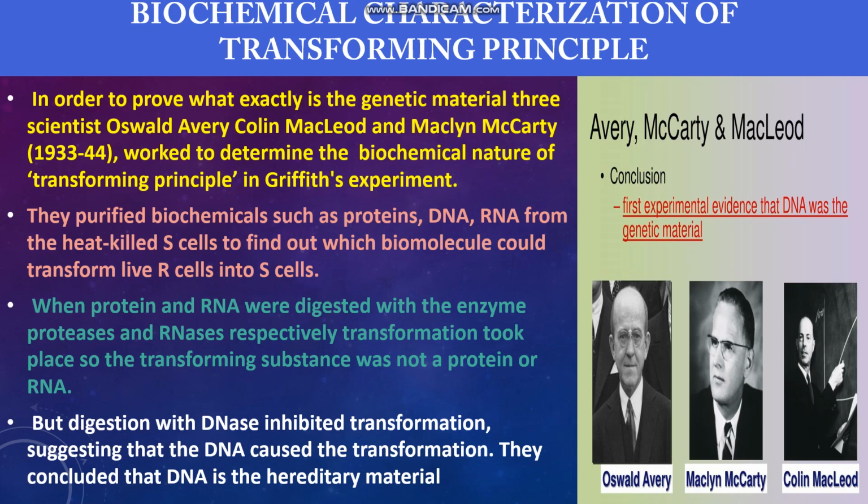16 years later, that is in the year 1944, three scientists, Avery, McCarty and MacLeod, gave molecular explanation to Griffith's experiment. They purified the biochemicals such as proteins, DNA, RNA from the heat-killed S strain and tried to find out which biomolecule, that is whether the protein or DNA or RNA could transform live R cell into S cells.